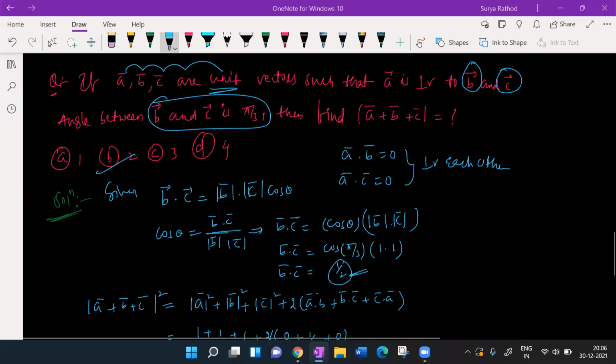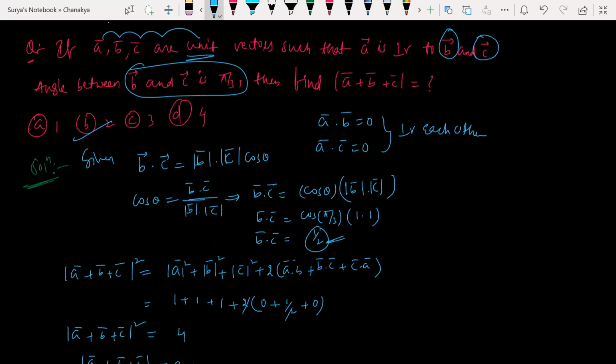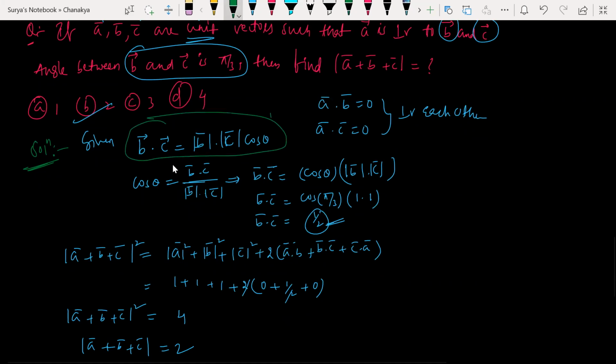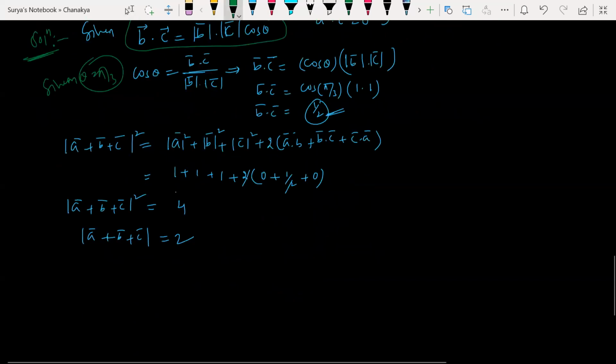Understood, guys? Understood or not? Any doubts? Is it clear with everyone? Angle between B and C given is nothing but theta, so I'm writing the angle in terms of B and C. He has given the theta value here. Substituting there, getting the answer. Hope it is clear to every one of you. Chalo, next question.